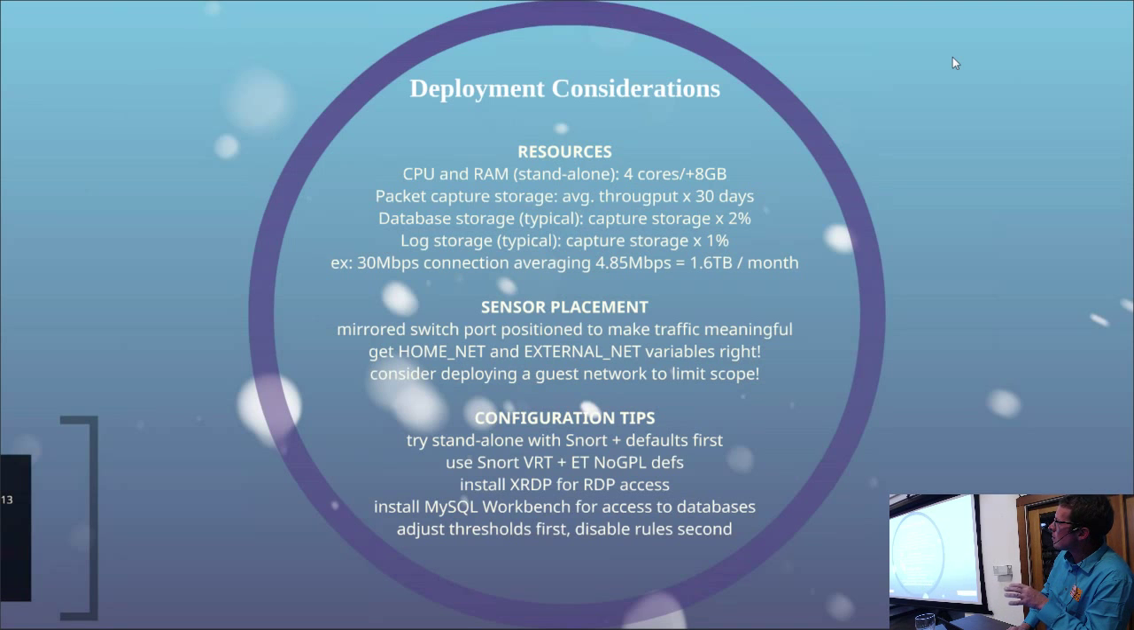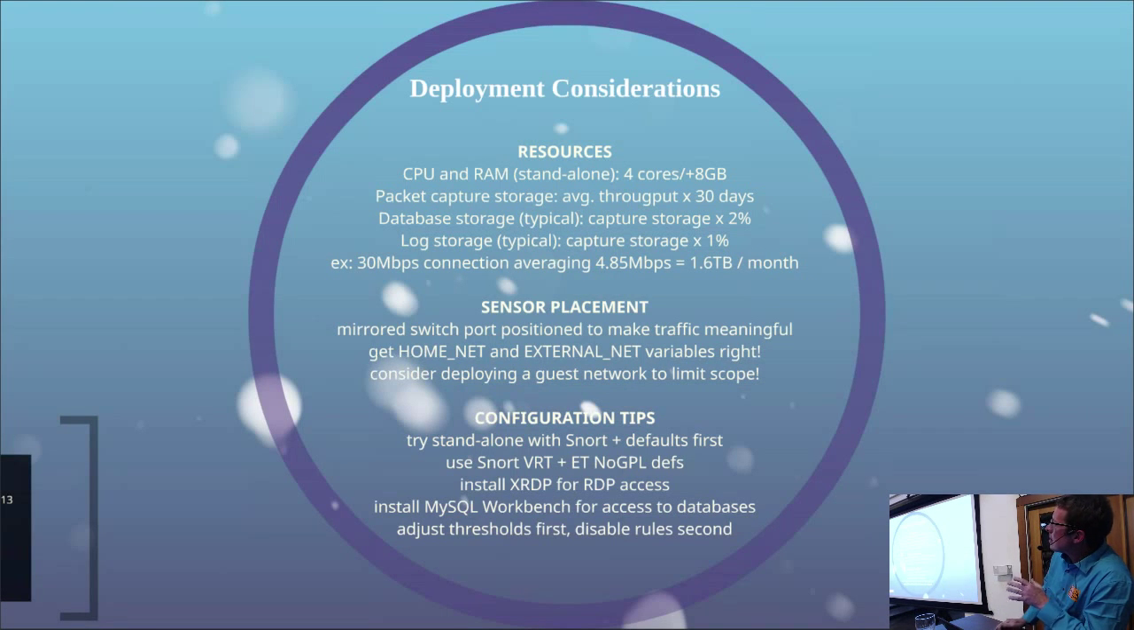The first question that comes up is, if I'm writing all this information to disk, how much disk space do I really need? What you really need to do is have a sense of what your average throughput on your network is, multiply it by, I would suggest, 30 days, add to it 2% for your database and 1% for your logs. For us, that means we need a little over 1.5 terabytes to give us 30 days of history on a network that's 30 megabits, and about 5 megabits in throughput average.